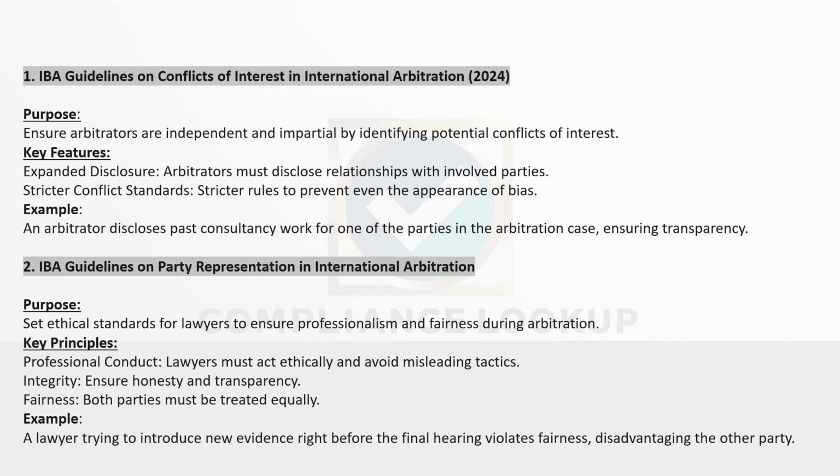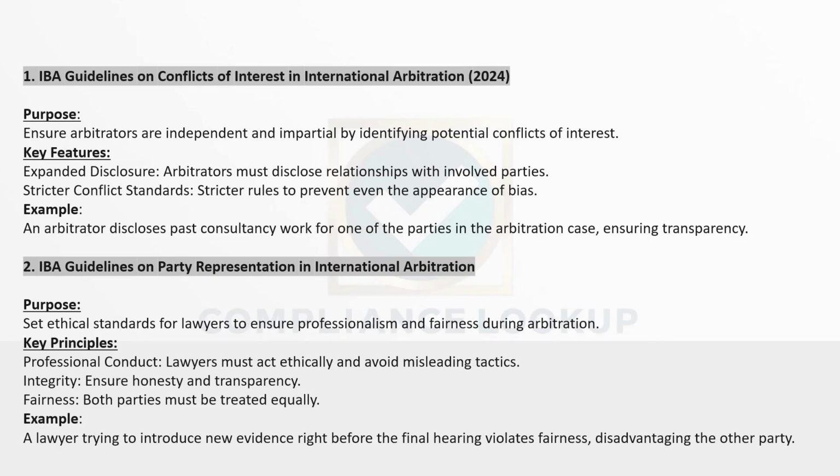2. IBA guidelines on party representation in international arbitration. These guidelines set the ethical standards for how lawyers and representatives of the parties should conduct themselves during arbitration proceedings. The aim is to maintain integrity and fairness throughout the process. Now, coming to its key points. First, professionalism. Lawyers must act professionally and ensure that they represent their clients without engaging in unethical practices.